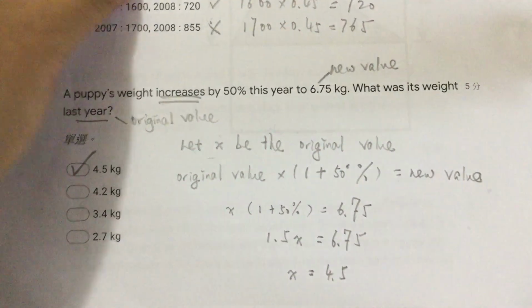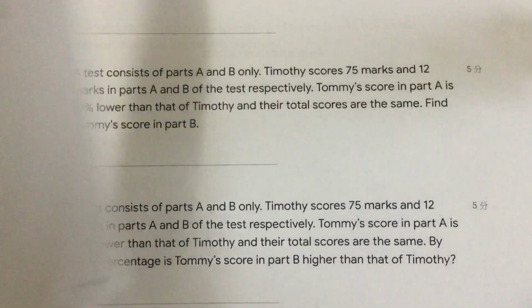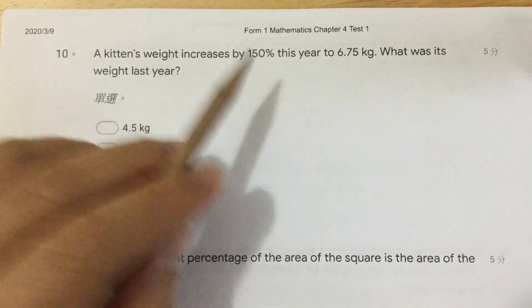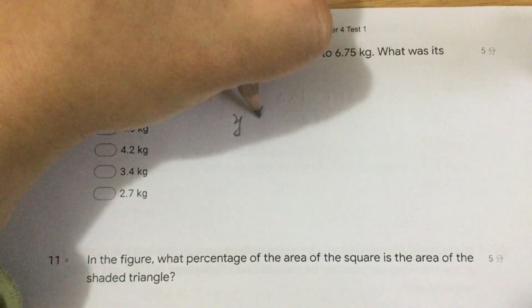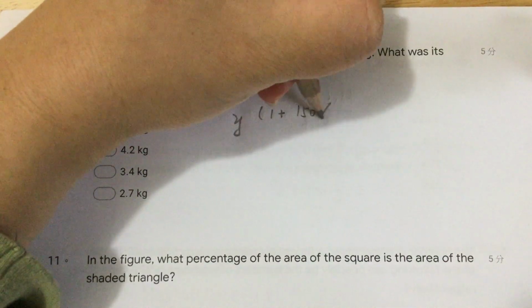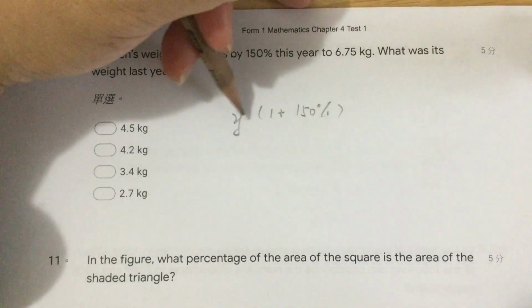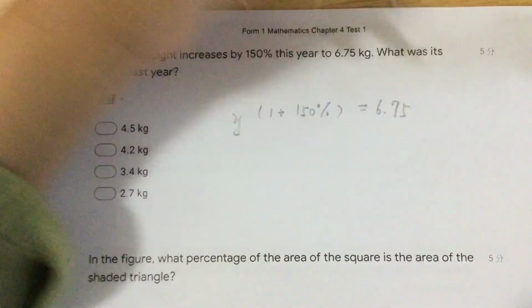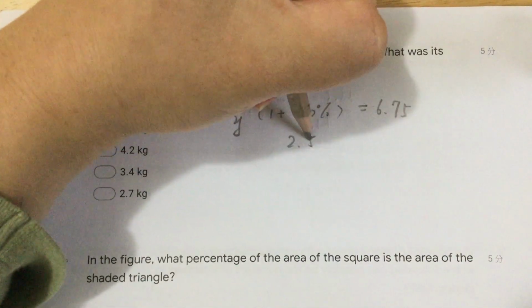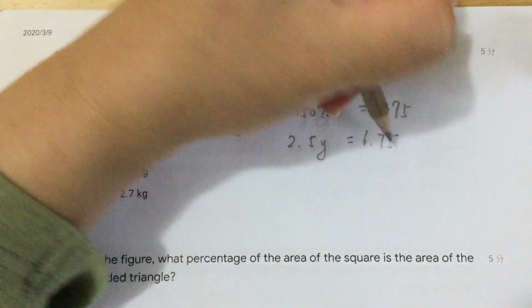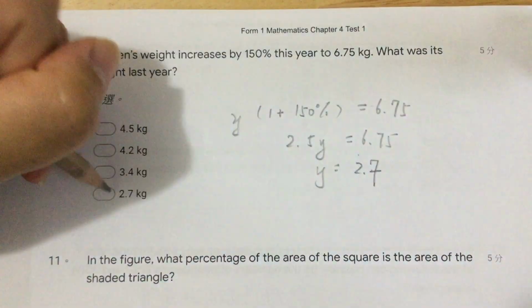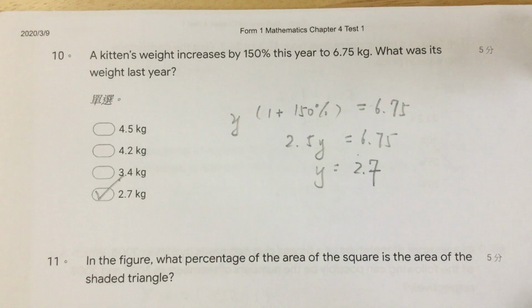And we will go to the next question. A kitten's weight increases, this time by 150%. So this time I use y times 1 plus 150%. Every time you must choose the correct answer. Even though this is 150, you can still get the correct answer. 2.5y equals 6.75, and then you divide, so y equals 2.7. So the answer for this one is the last one, B.